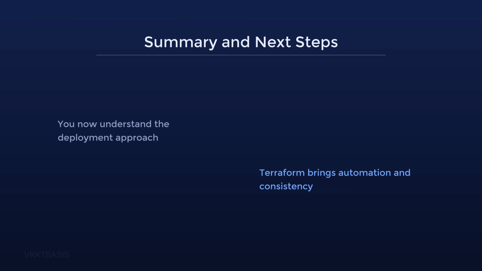So, you know the deployment approach. Now, Terraform brings automation and consistency. This is huge. Instead of manually clicking through the console for every environment, you write code to define your infrastructure. That same code can reliably deploy your development, testing, and production landscapes, ensuring they are identical. It automates the repetitive work and eliminates configuration drift.